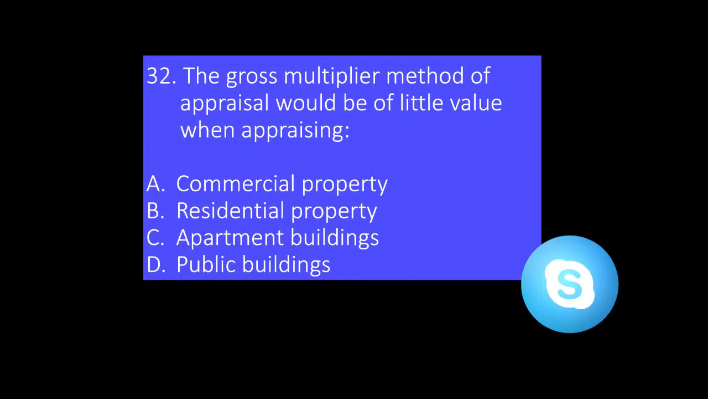Okay. So the reason why you cannot use a gross rent multiplier on public building is because gross rent multiplier requires rent income, and there's no rental income for public building. So D is actually the correct answer. All the other ones you can have income. Commercial property, you can have rental income. Residential property, you can have rental income. Apartment building, you can have rental income. That's why public building is the odd one out, because that one you don't have any rental income. So you cannot use a gross rent multiplier on that one. Okay, let's move on to the next one.